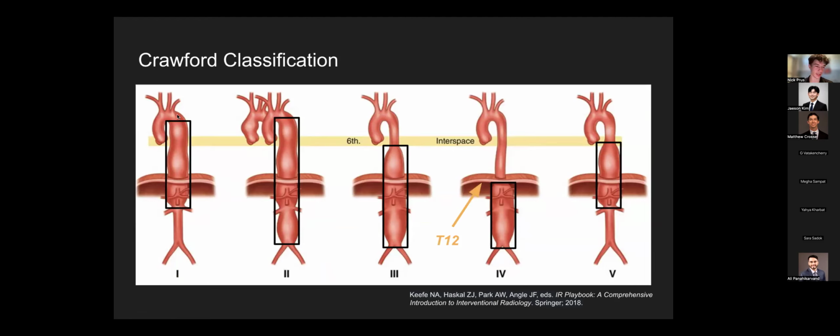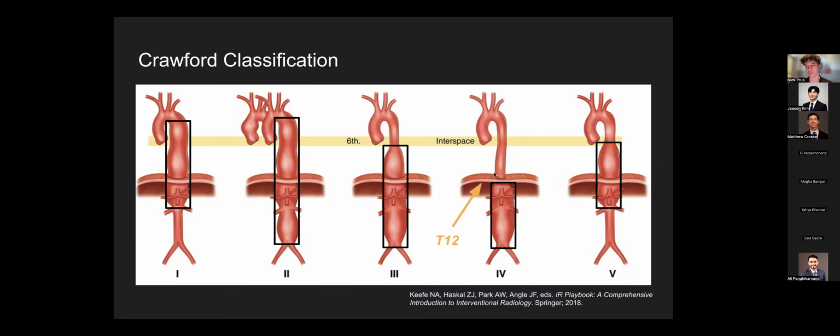So type 1, once again, left subclavian involvement does not pass the renals. Type 2, left subclavian involvement does pass the renal. So this is quite a large amount of space that this sac is taking up. Type 3 is the distal half of the descending. It extends past the renals. Type 4 is the diaphragmatic hiatus to the aortic bifurcation.